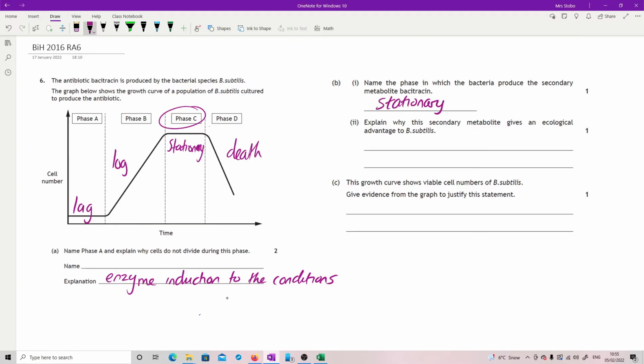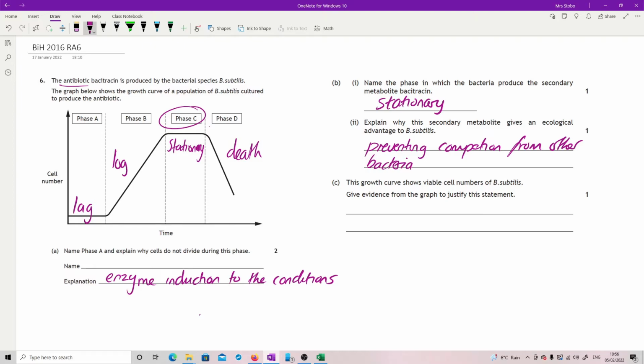Explain why the secondary metabolite gives an ecological advantage to them. Okay, so this is an antibiotic, so this is killing other bacteria, and basically that's what it's doing, is preventing competition from other bacteria. Because if it can clear out other bacteria from round about it, it has access to everything else.